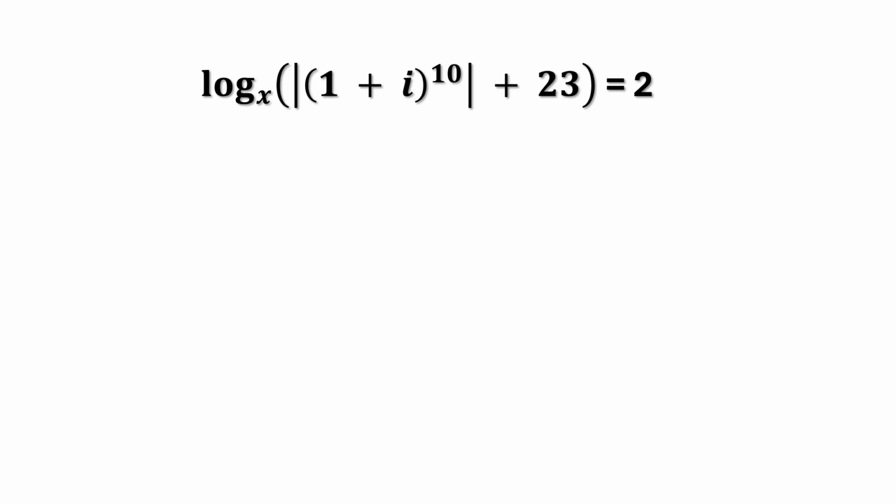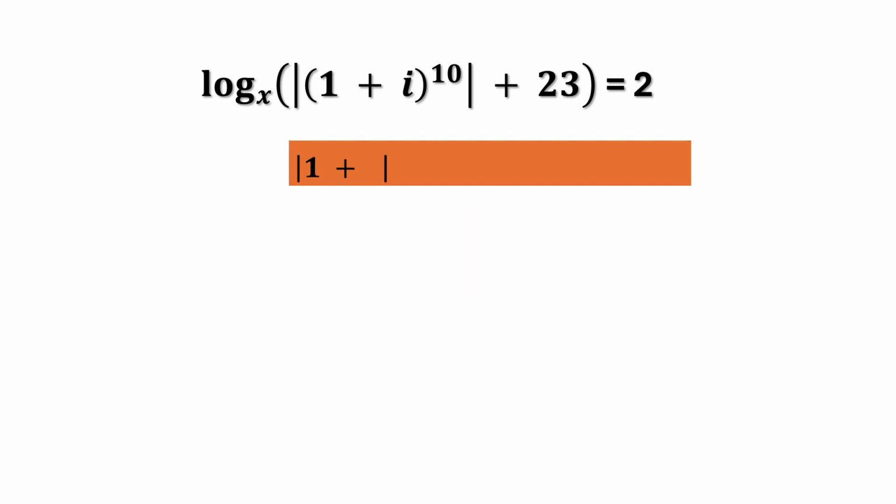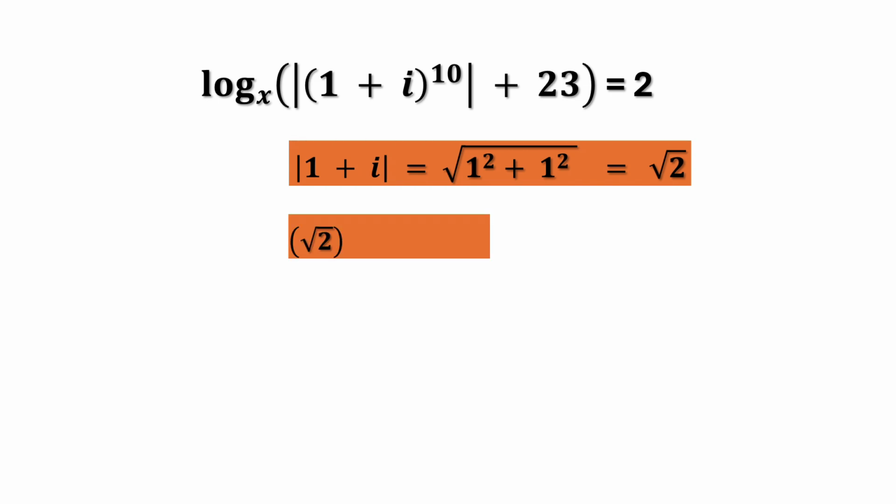Let's attack the scariest part first. The absolute value of (1 + i) to the power of 10. Ignore the power for a second. The absolute value of 1 + i is just the square root of 1 squared plus 1 squared, which is the square root of 2. Now raise that to the power of 10. That is simply 2 to the power of 5, which gives us 32.